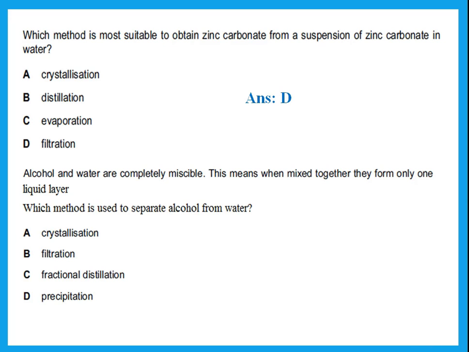Alcohol and water are completely miscible. This means when mixed together, they form only one liquid layer. Miscible means they dissolve in each other, so they basically make just one layer. If we say that two liquids are not miscible, and you add them together, there will be two layers. You will find that one of them is floating on top of the other.